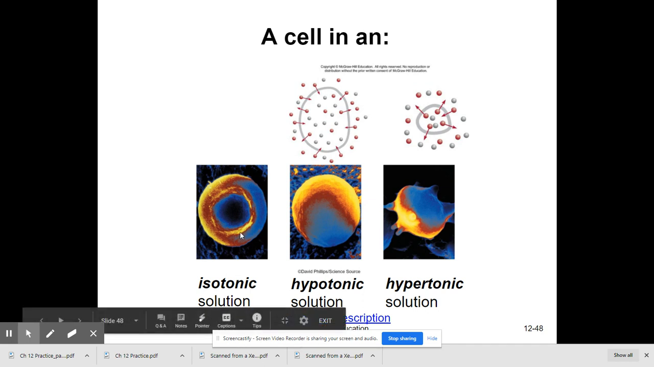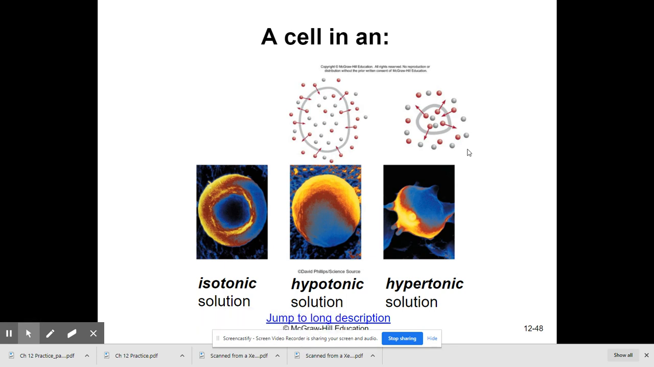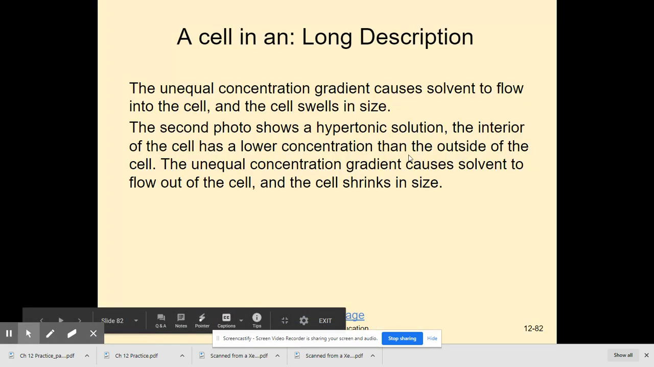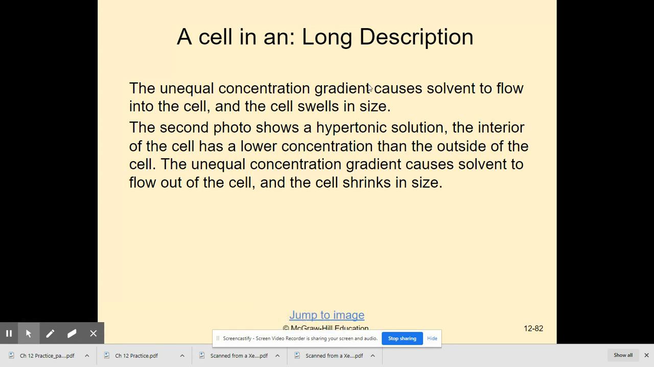We can talk about the application of solutions and osmotic pressure when we think about cells in the human body. If you've taken bio, you've seen isotonic, hypotonic, and hypertonic solutions. Cells behave differently, and there's an unequal concentration gradient, meaning that one side is more concentrated than the other. When there's this unequal gradient, solvent flows into the cell, and then the cell swells. It gets bigger because it's absorbing water because of that concentration gradient.